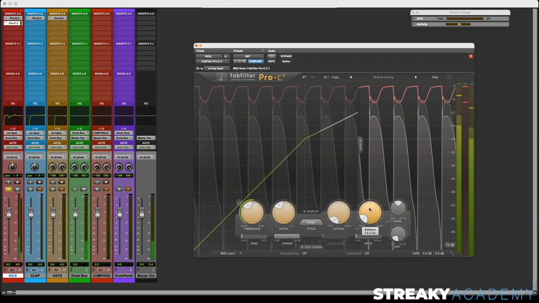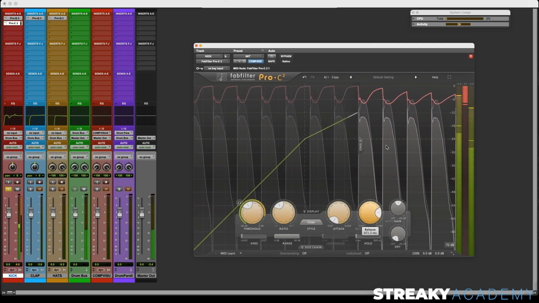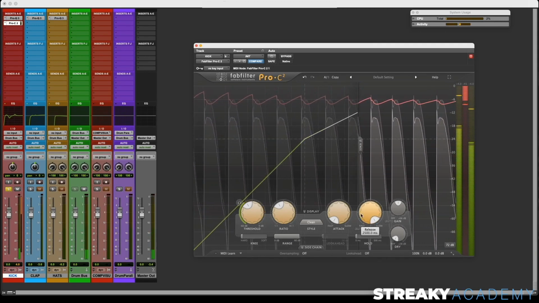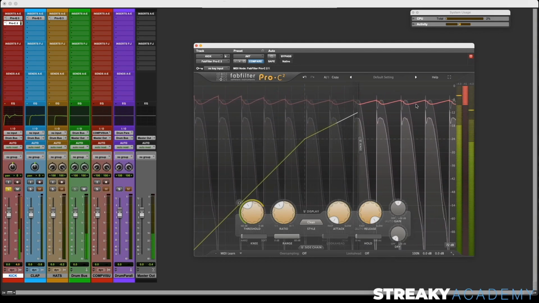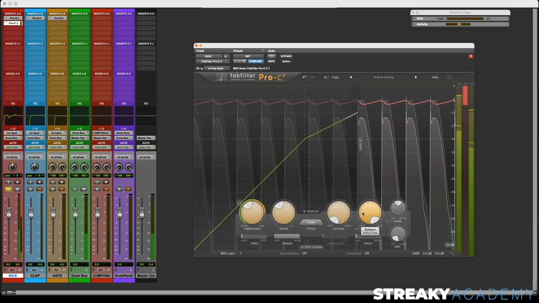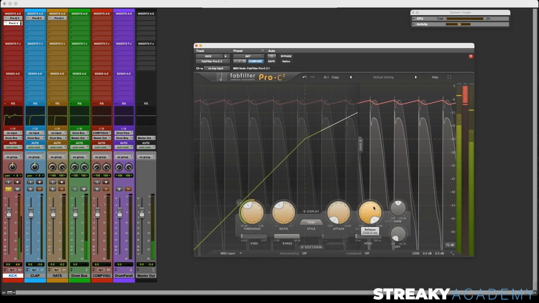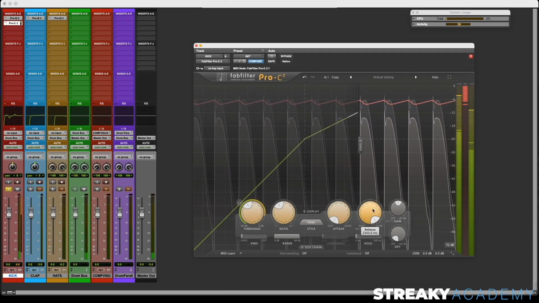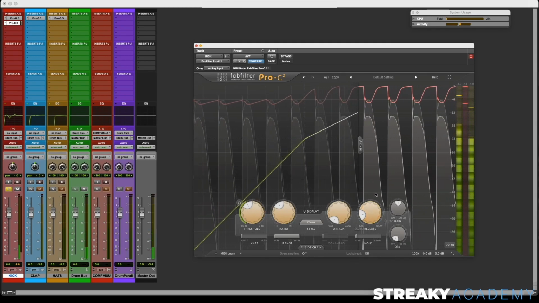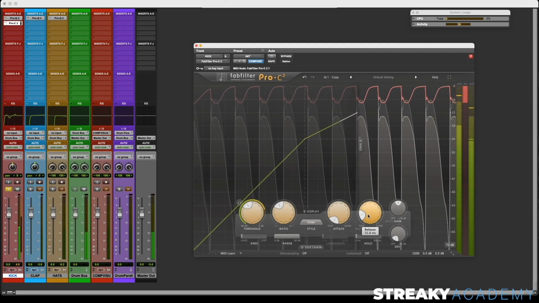If I was to make this release longer, so it's a slow release, as you can see, it never fully goes back to being uncompressed because it's taken too long to snap back to an uncompressed condition. Let's make this faster. And as you can see, it releases fully.